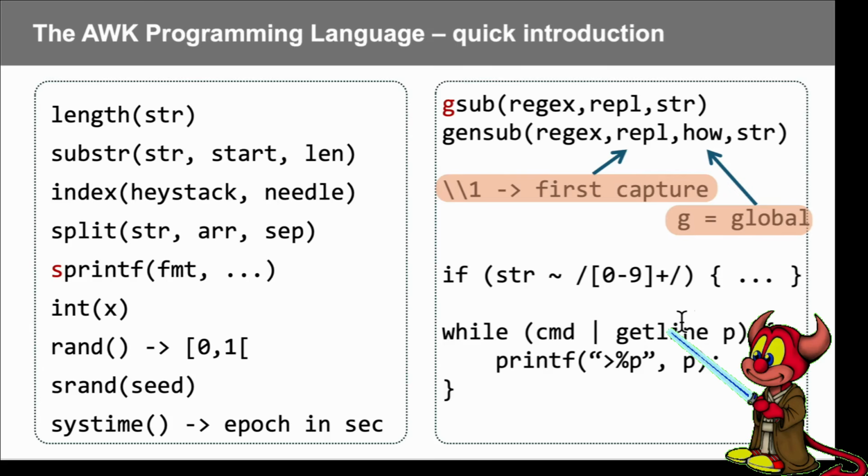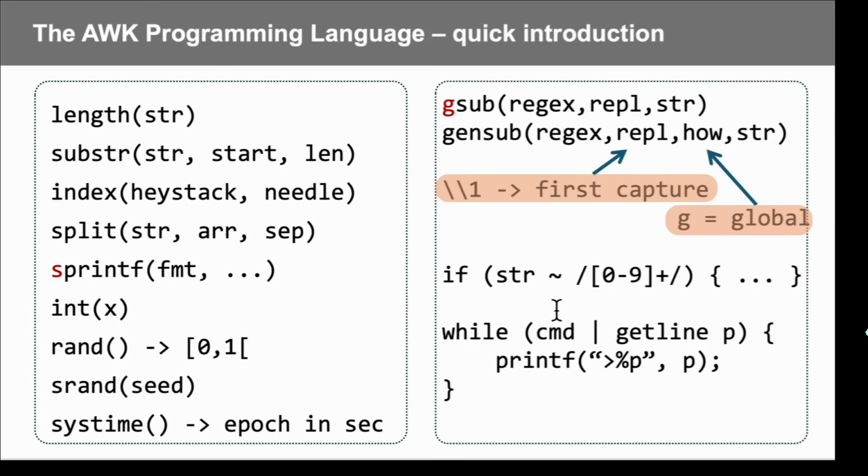Finally, what I would like to show you is how to call external commands and capture the standard output. In this case, we have a while loop. We write the command as a string and we pipe it to the function getline and give it a variable. Every time you have a new line, the variable p will have the new line. So here I'm going to do a printf with %s, and the effect of this is just to print every line, prepending at the beginning the symbol greater than.